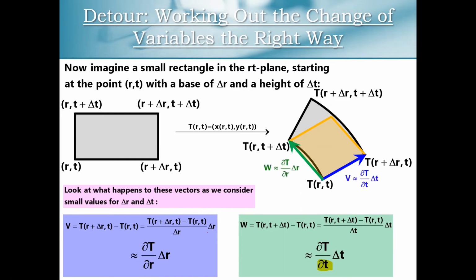So there it is. Now, in the limit, this is going to become an equality here, but for now, these partial derivatives describe these two vectors very, very well for small enough delta r and small enough delta t.